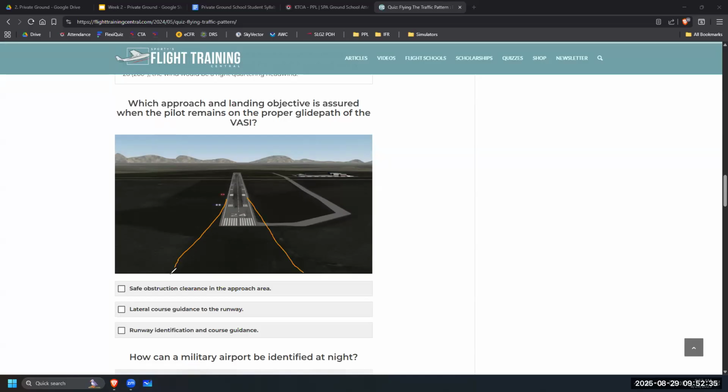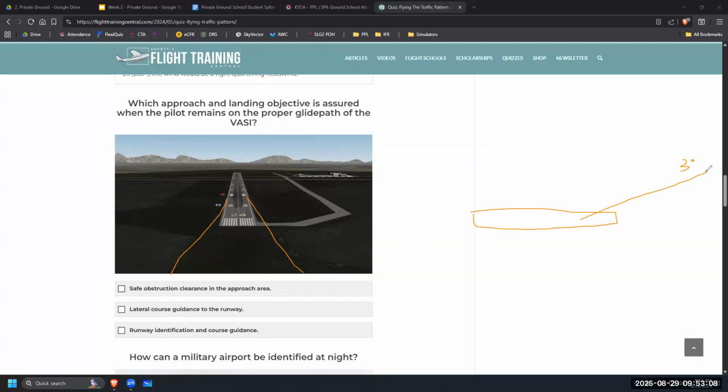This gets into instrument, but lateral guidance keeps us basically center line, right? Keeps us right in the middle of the runway. If this is the runway, a glide path of 3 degrees takes us down vertically, right? This is vertical guidance. Okay, so if we know that the VASIs are providing vertical guidance to the runway at 3 degrees, we know this one is not right because we're not getting lateral guidance. Now we have to choose; vertical guidance isn't an option.